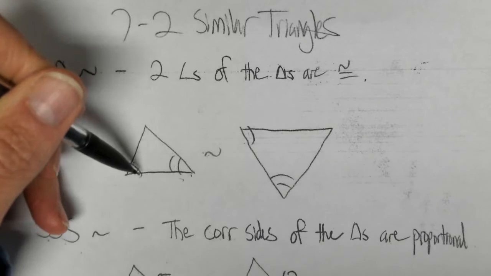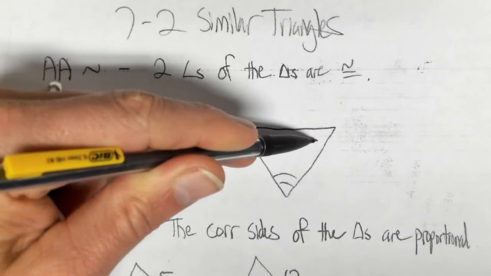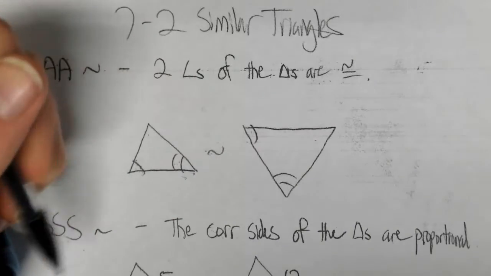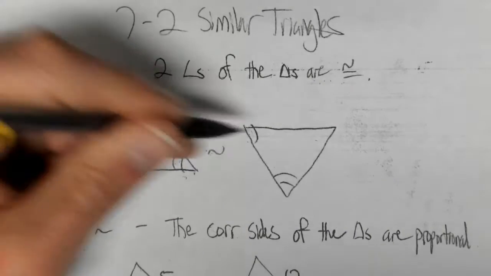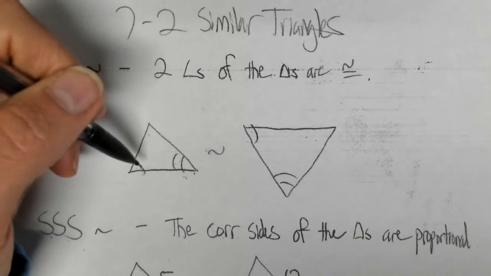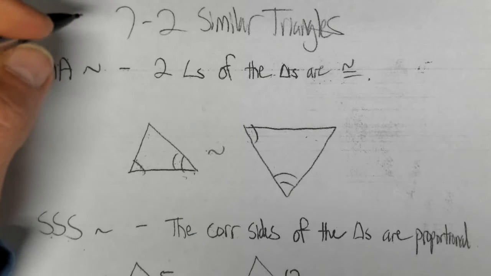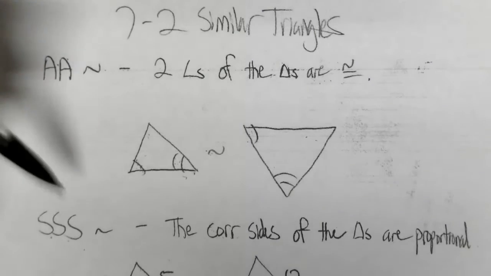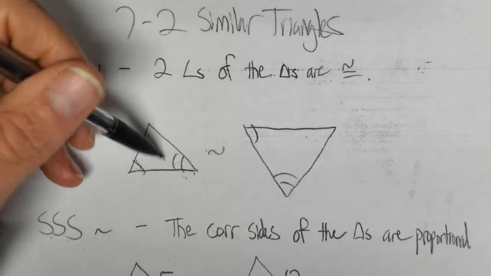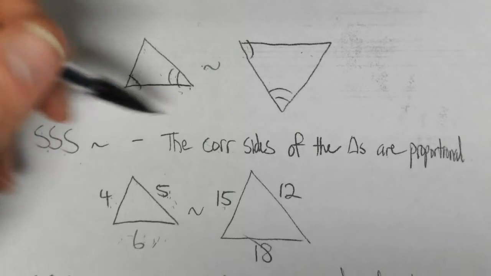And here's why. Remember, if two of the angles in a triangle match, the third one automatically has to match because the angles of a triangle add up to 180 degrees. So if these two are the same, the third one has to also be the same. And remember, if all three of the angles are the same, then the triangles are similar.